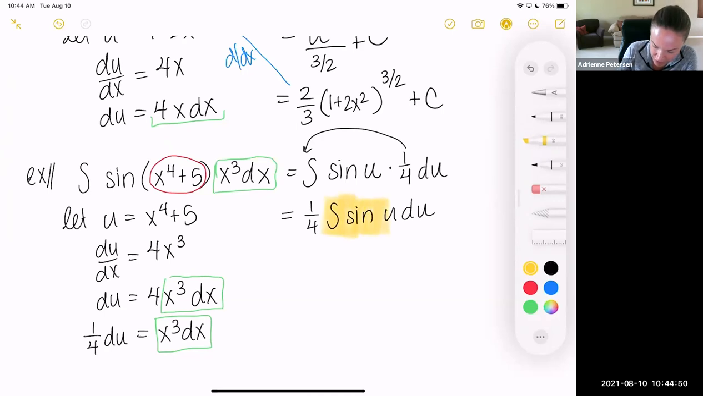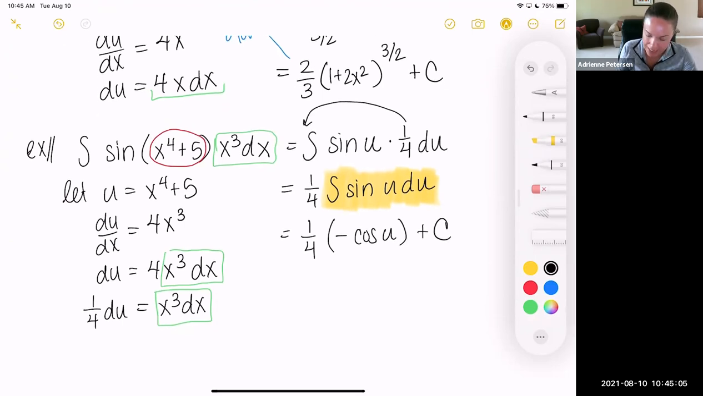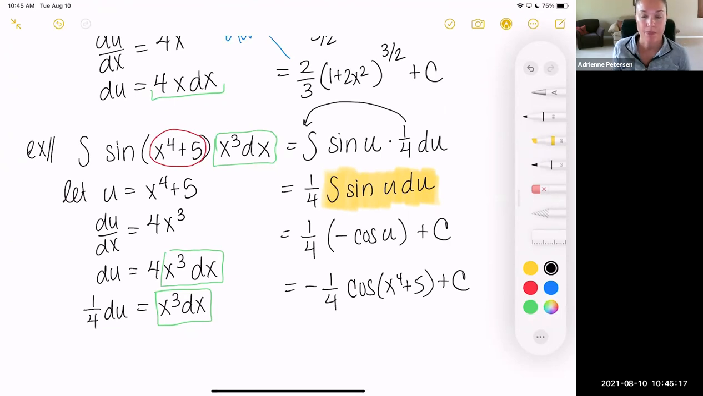Now we know how to compute this integral very quickly. The antiderivative of sine of u is negative cosine of u plus c. Our last step is to put u back in, and then I will simplify this 1/4 times the negative. I'm going to write it as negative 1/4 times cosine of x to the fourth plus 5, plus c. Now, again, I would suggest once you find your answer, especially for the final, you can take the derivative of your answer and you should get the original integrand. Integrand meaning what's inside the integral.